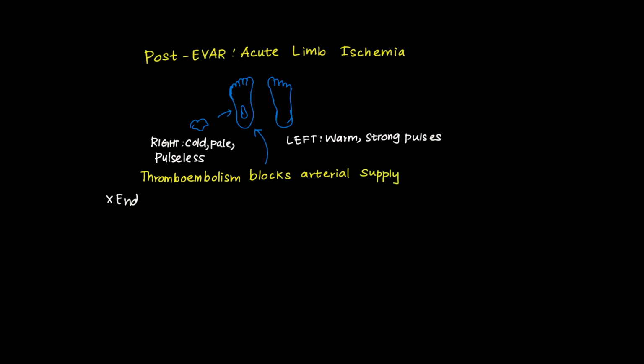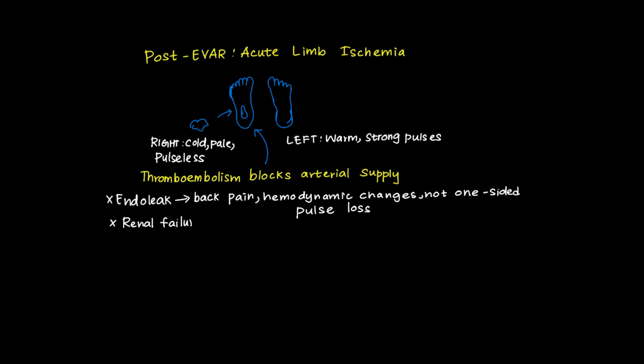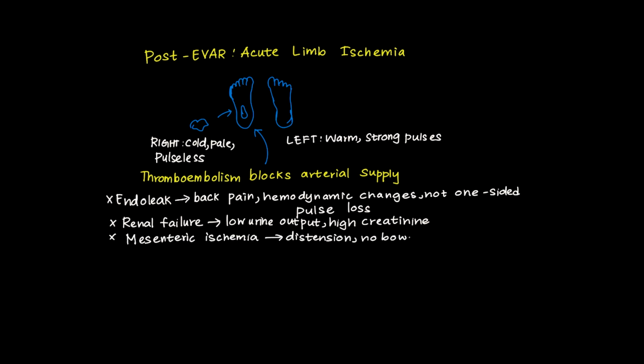An endoleak is blood seeping around the graft, which causes persistent back or abdominal pain and hemodynamic instability, not isolated loss of pulses in one foot. Renal failure from contrast dye shows up as decreased urine output and rising creatinine, not limb perfusion changes. Mesenteric ischemia affects the gut. You'd see severe distension, absent bowel sounds, and metabolic acidosis.